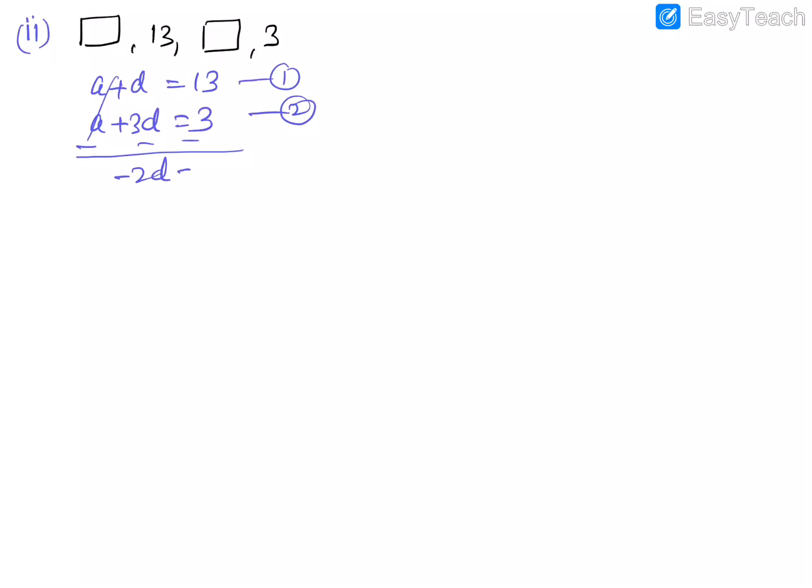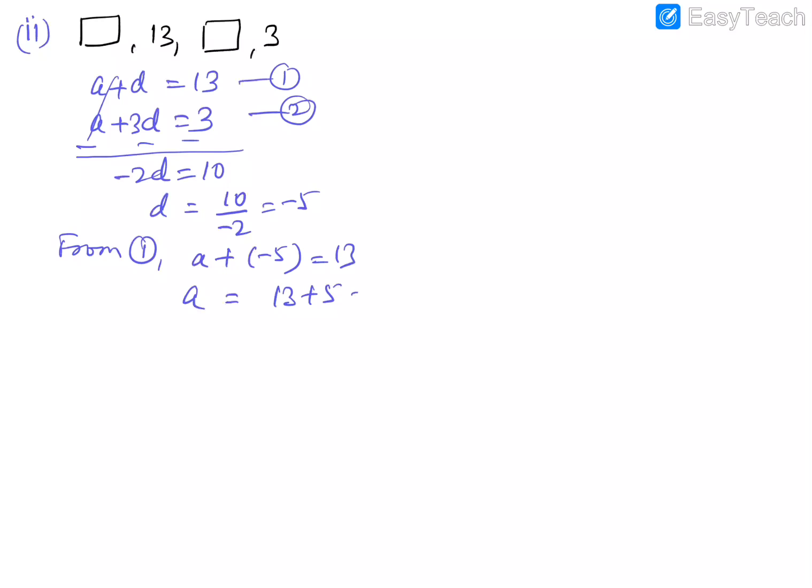So minus 2d is equal to 10. So d is equal to 10 by minus 2, that is minus 5. Now putting d is equal to minus 5 in equation 1, we can calculate a, as a is equal to 13 plus 5, that is 18, which is the first term. a is the first term.